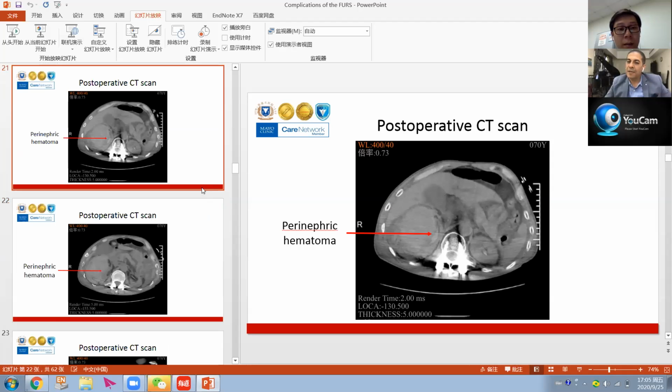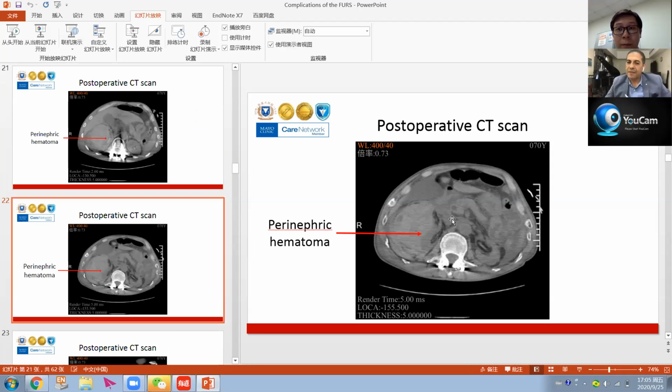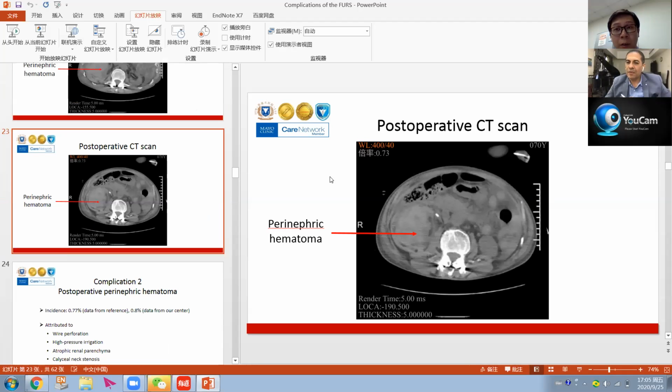This is the post-operative CT scan. We have the double J stent in the ureter, and we can see it here. This is the double J. But it's not a residual stone. It's because the hematoma squeezes the pelvis, so the double J stent goes down. It's not a stone.